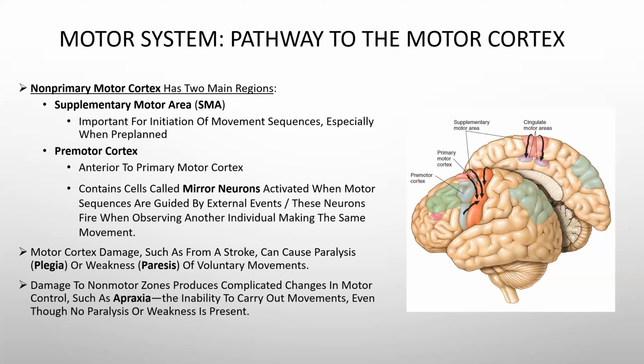Motor cortex damage, let's say it's damaged due to a stroke, can cause paralysis, plegia, or weakness, paralysis of voluntary muscles. Damage to non-motor zones produces complicated changes in motor control, such as apraxia, which is the inability to carry out movements, even though no paralysis or weakness is present. So what we've identified here through stroke victims and so on is that when these association cortices, SMA and premotor cortex, are damaged, we see these different deficits.